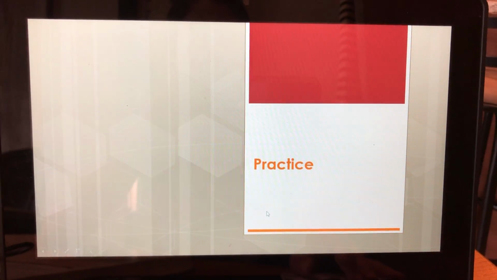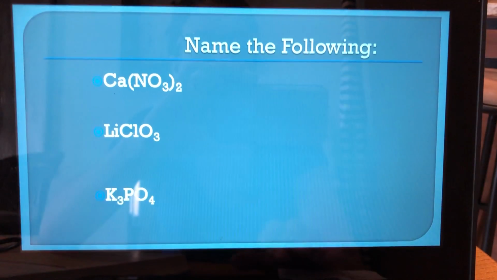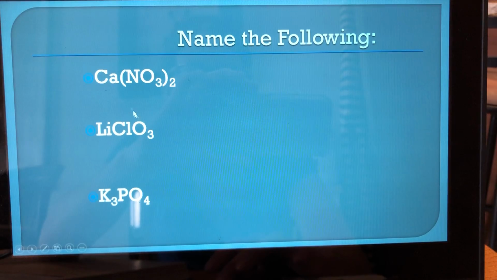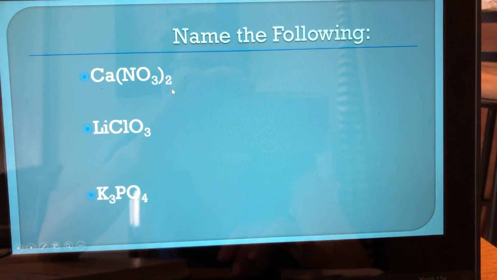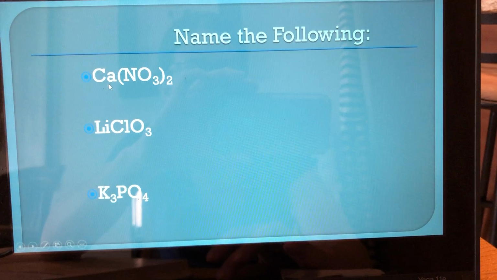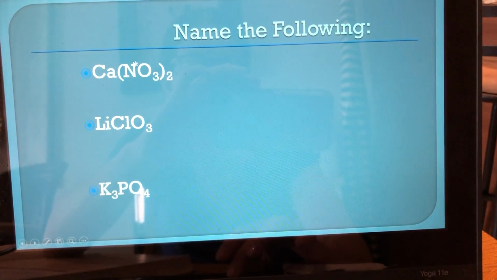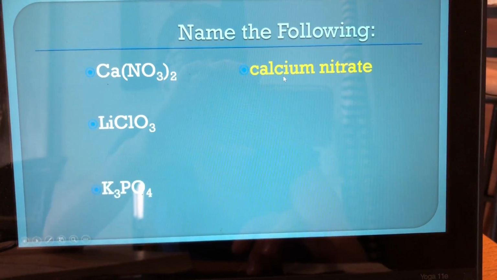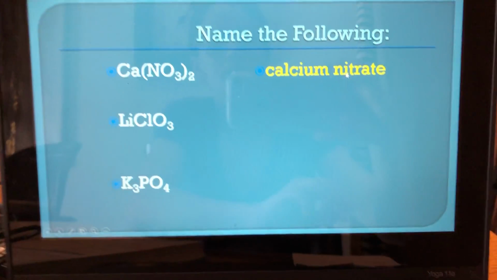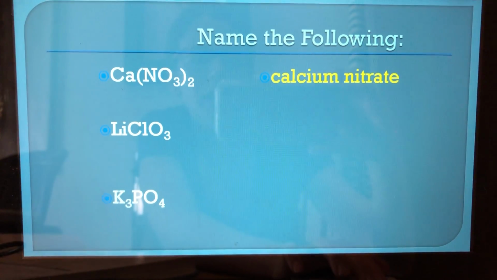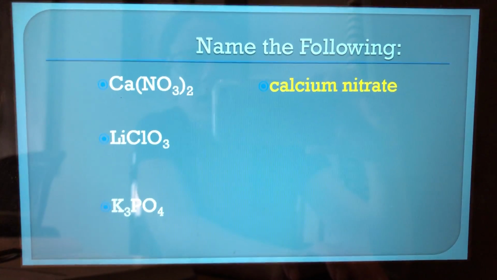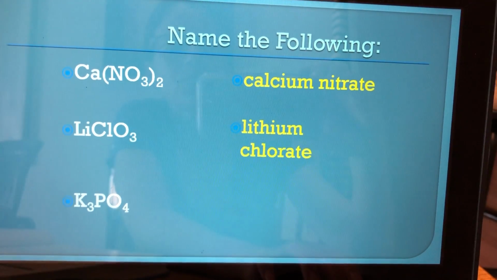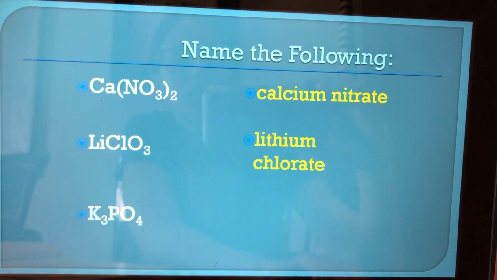Okay? All right, so we're gonna practice now. Let's name the following. So what is Ca(NO3)2? Ca is calcium, and NO3, this is a polyatomic ion, so you should recognize that it's a nitrate. So the answer is calcium nitrate. Okay, next one, LiClO3 is lithium, and then ClO3 is chlorate. K3PO4 is potassium phosphate.